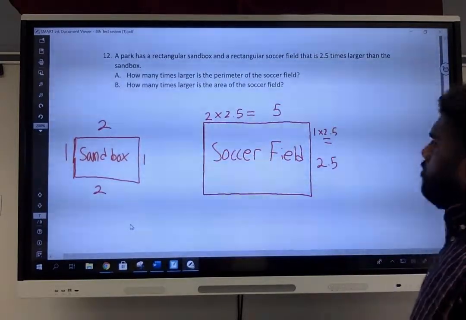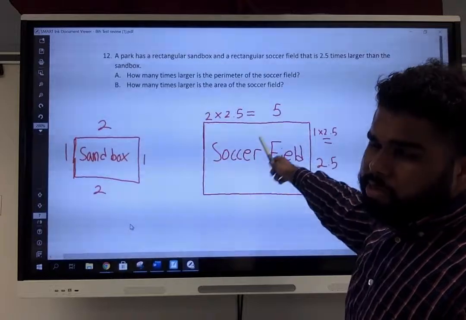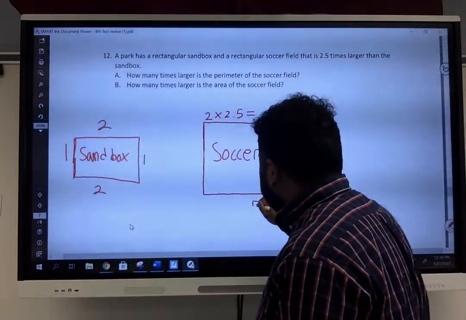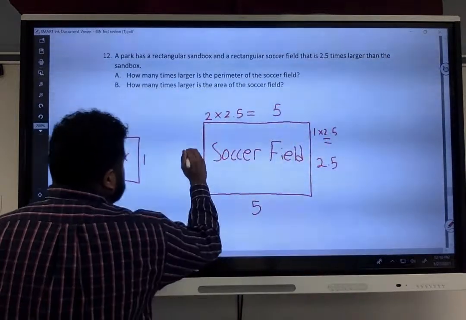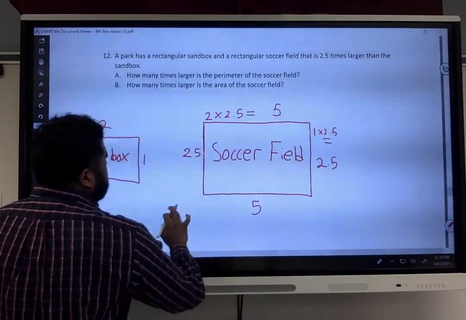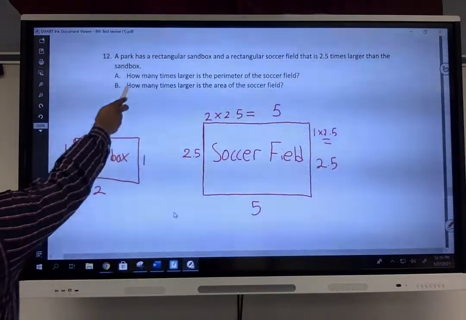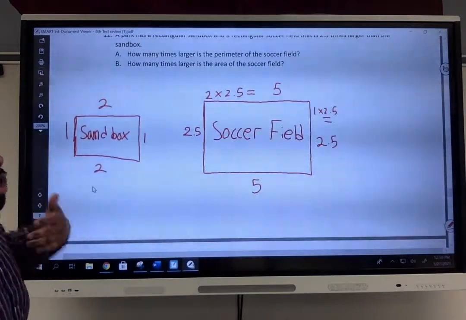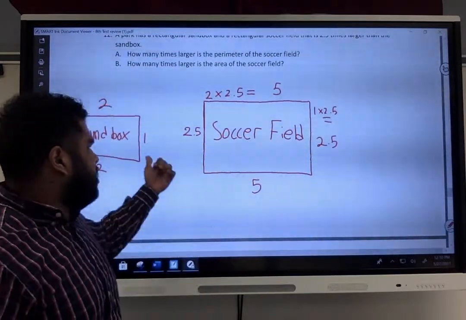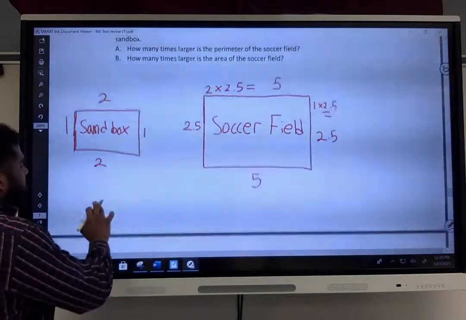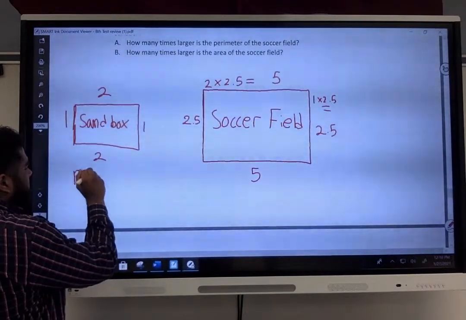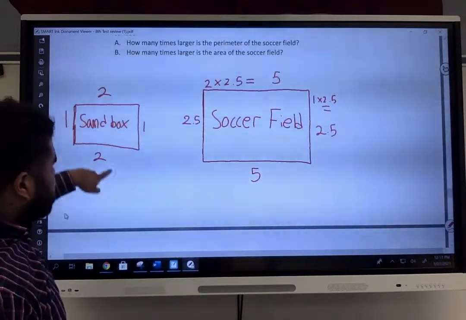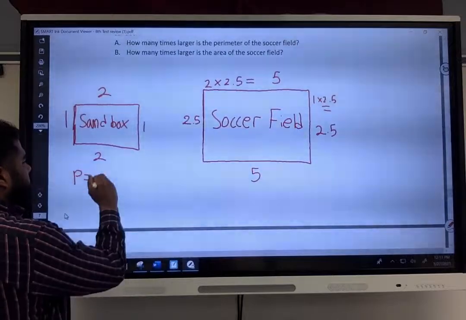And again, since it's a rectangle, the parallel sides, the opposite sides will be equivalent to each other. So 5 up here will be 5 down here. 2.5 over here will be 2.5. So now it's asking us, how many times larger is the perimeter of the soccer field? Let's find out, okay? To know that, I need to know what the perimeter of the sandbox was, okay? So let's label our perimeter as P, okay? Again, perimeter, how do you solve perimeter? You add up all the outside. So 2 plus 2 plus 1 plus 1 would get you 6.